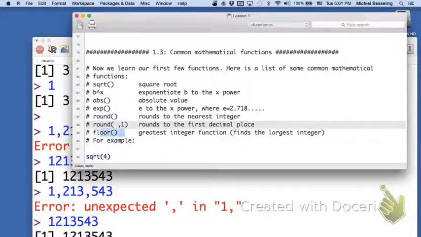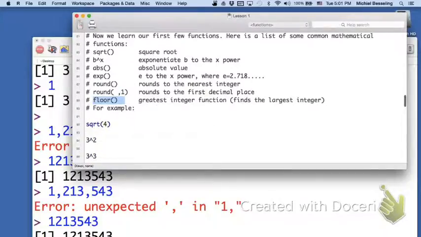There's also what's called the floor function. The floor function is the greatest integer function. It finds the greatest integer. In other words, it rounds not to the nearest number, but to the biggest whole number that contains it. So something like 3.8 would get rounded actually to 3. What's the greatest integer in 3.8? Well, 3. So let's try some.